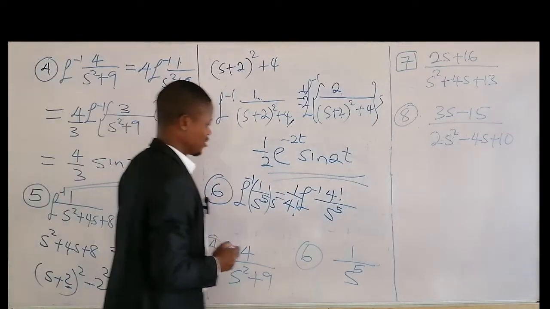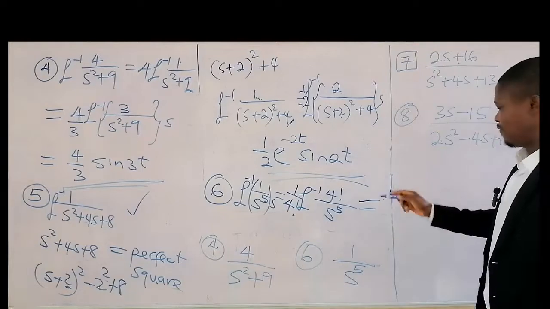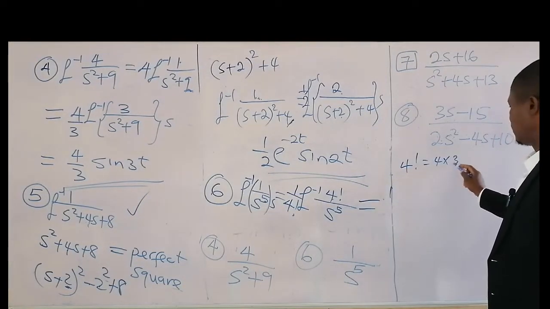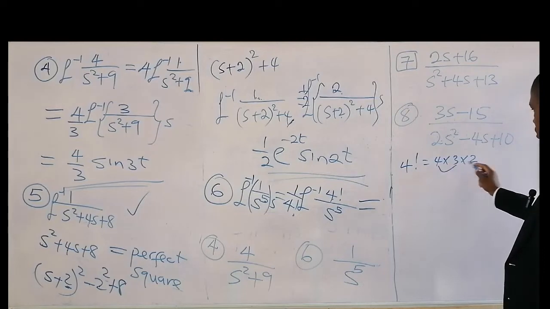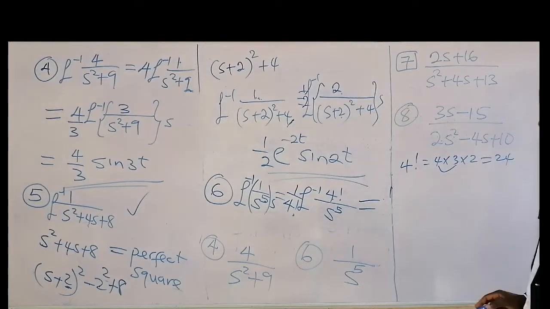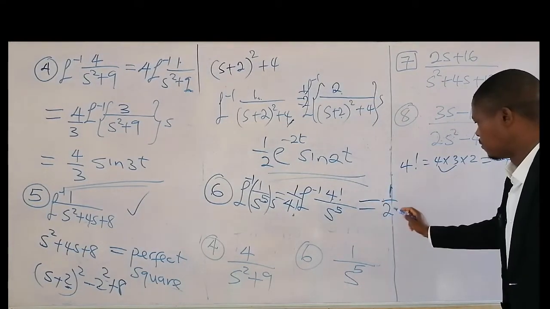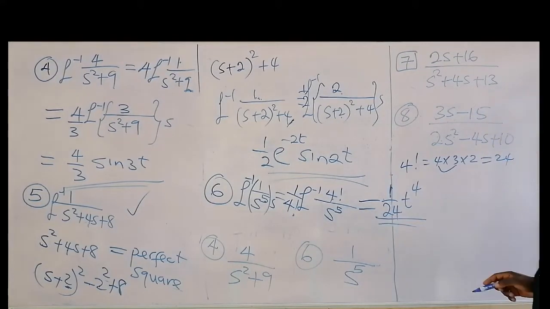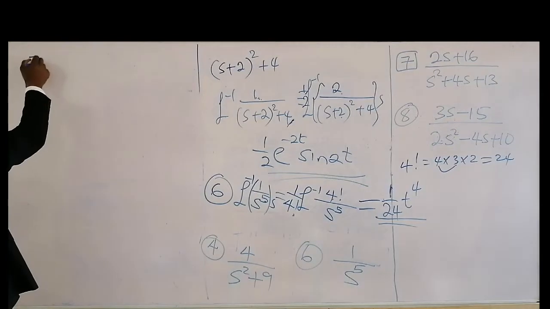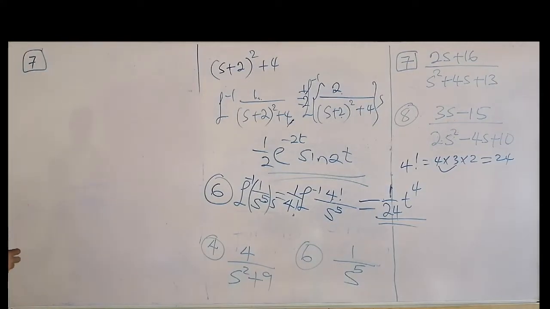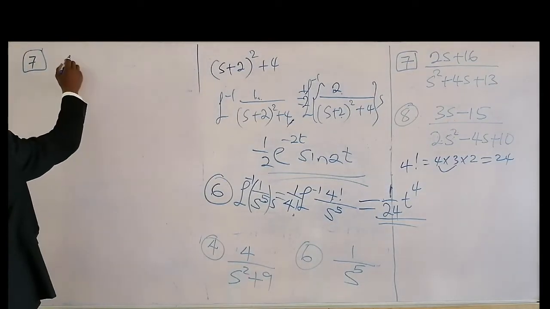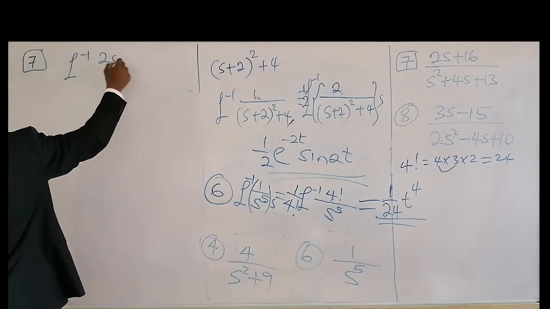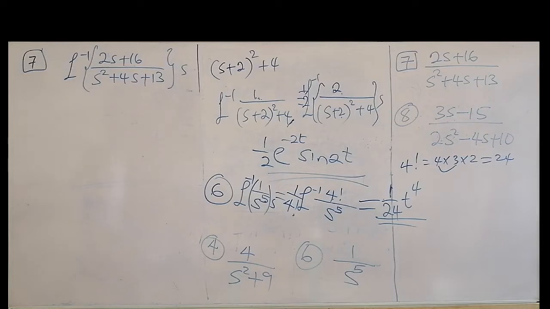Okay, so the final conclusion, 4 factorial is 4 times 3 times 2. This is 24. So we're having 1 over 24 and then t what? T to the 4. So that's that on question 6. Question 7. We have inverse Laplace of this fraction. So this is what we have.